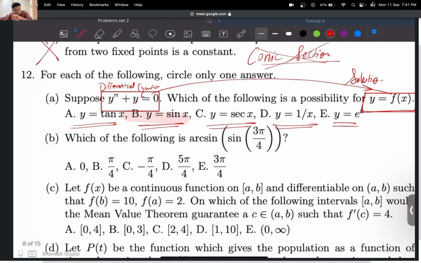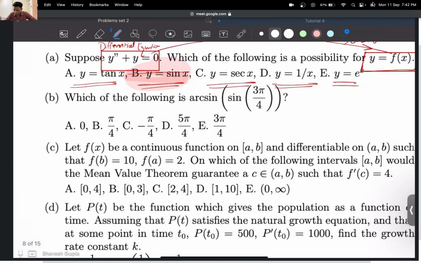because if you take a double derivative of sin x, it will again give you sin x, but with a negative sign, right? And if you want to check this, you just substitute. You will see that the double derivative of sin x plus sin x would be 0. So I'm just highlighting the answer here. I would suggest you go and check this. This is your answer.